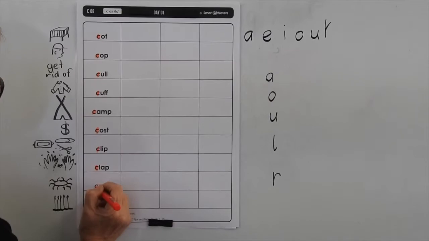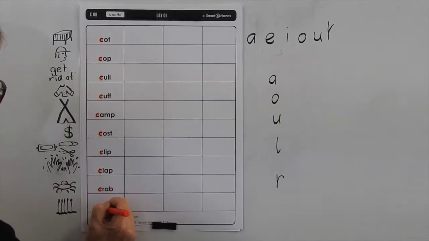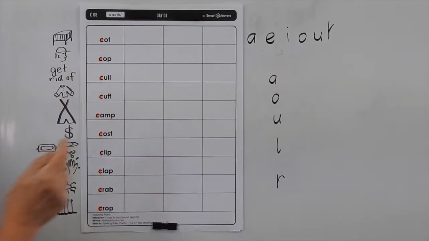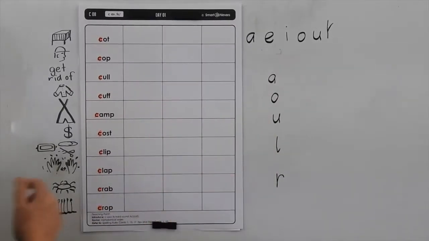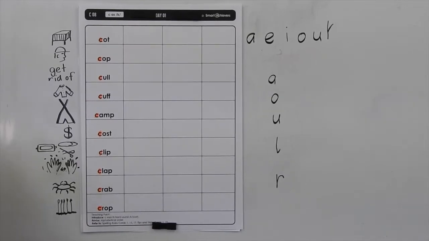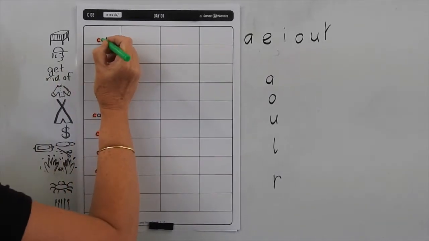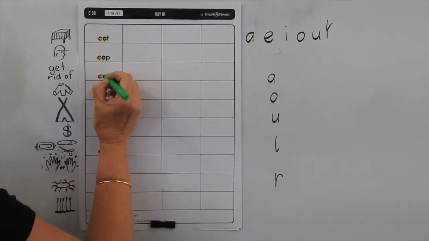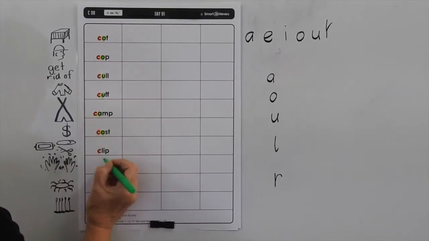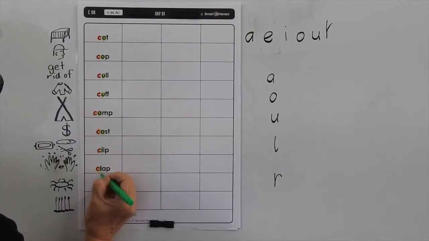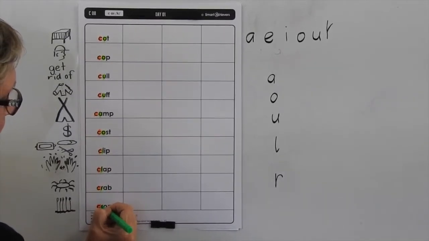You will notice that the letter after the kut sound is going to be either an A, O, U, L or an R. So let's colour those letters in a different colour. O, O, U, U, A, O, L, L, R, R.